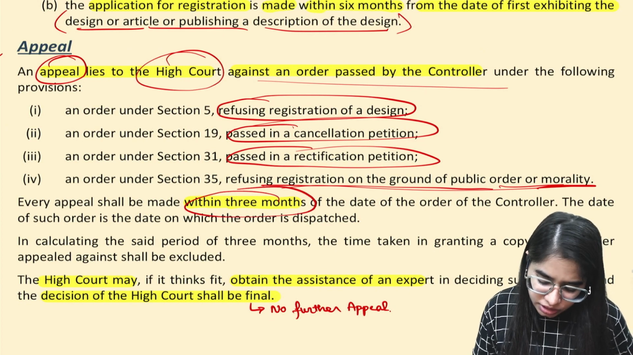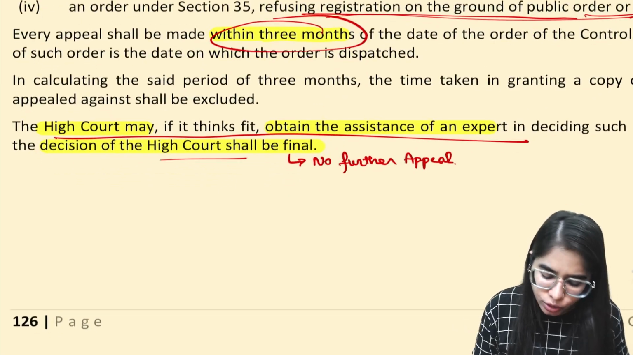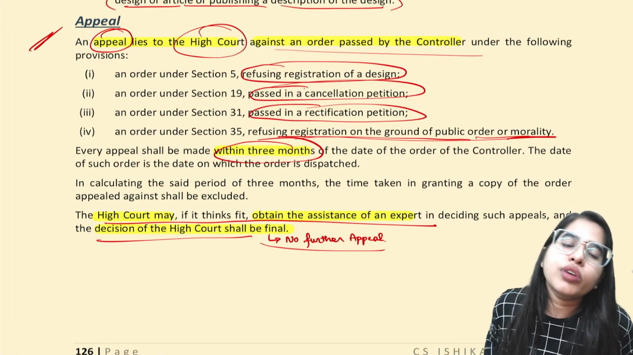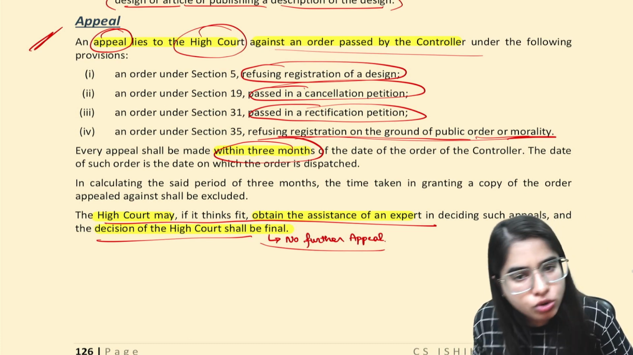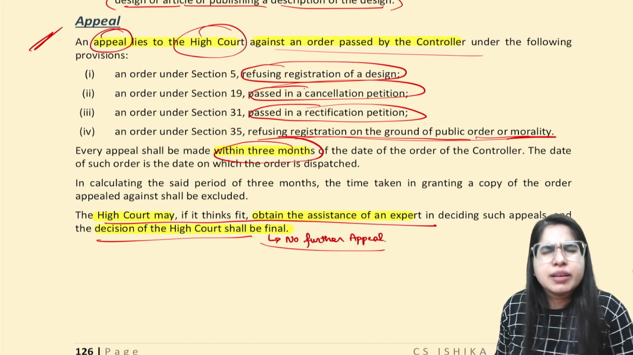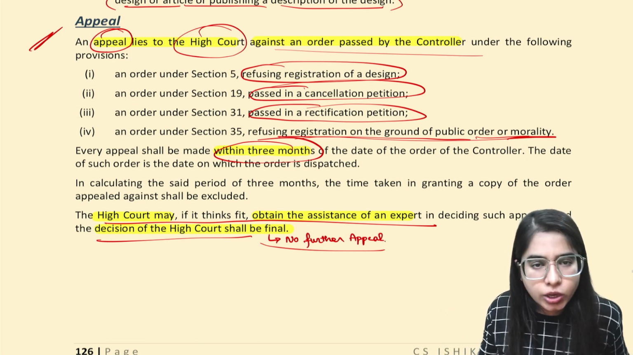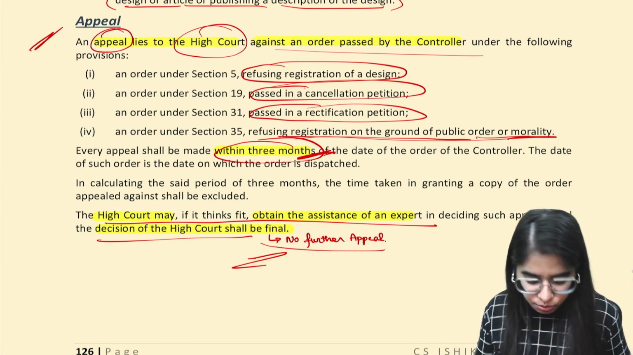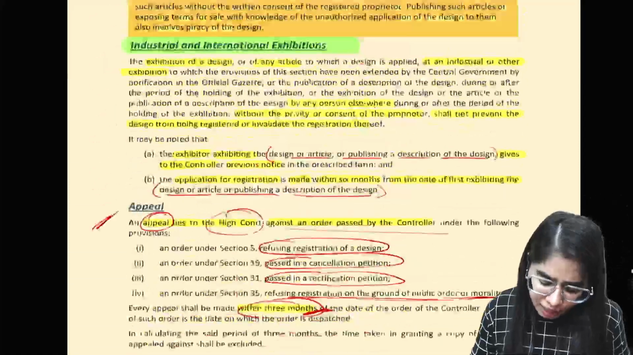That appeal can be made within 3 months, and the high court can obtain the assistance of an expert also. The decision of the high court will be final, which means if the high court also orders against you, you cannot file a further appeal to the Supreme Court. So appeal to the Supreme Court is not allowed. The judgment of the high court is full and final here. Simply one thing, appeal to the high court: if the controller rejects your application, you can file an appeal to the high court within 3 months. The high court can take the assistance of an expert also. And lastly, the decision of the high court will be final. That's it. With this we are done with the chapter.